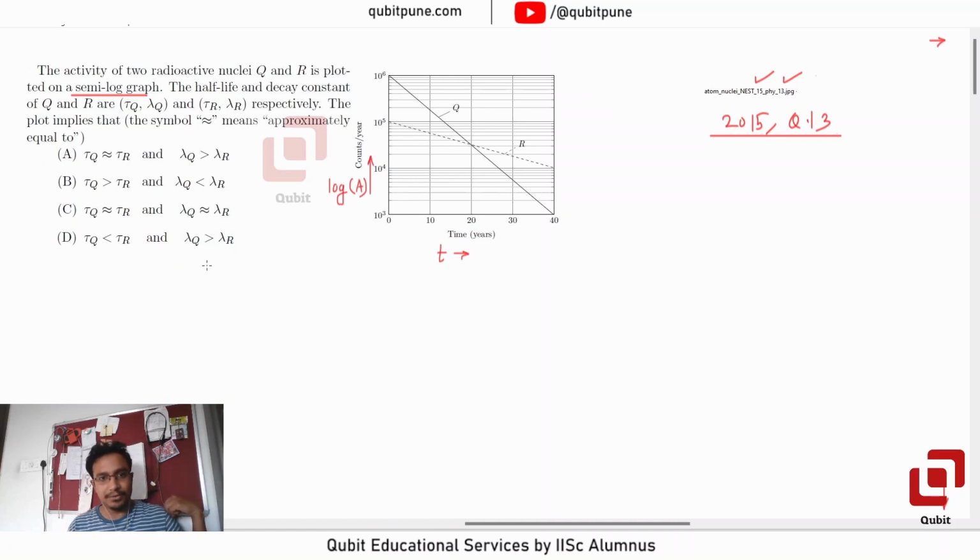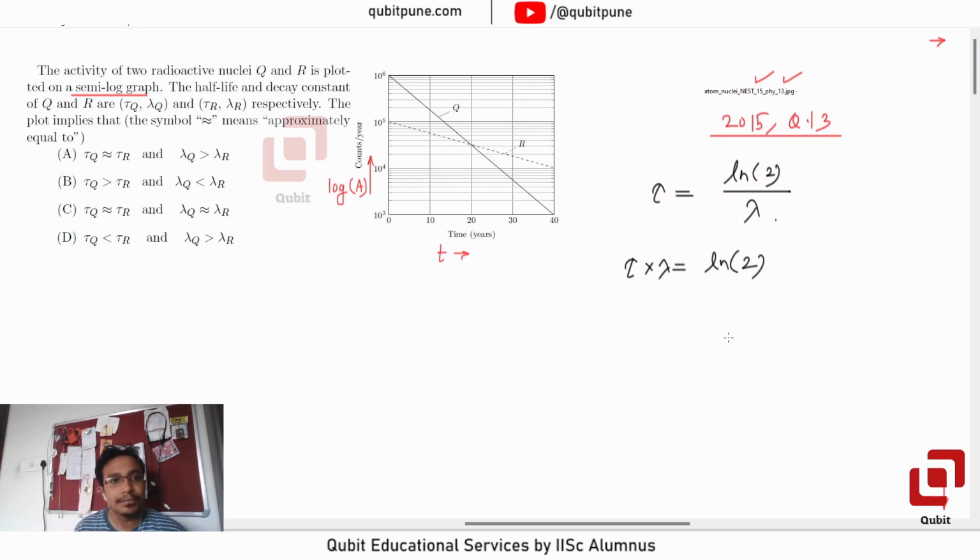So here is the graph, and on the y-axis we have got log of activity to the base 10, and on the x-axis we have got time t in years. Now let us also note the relation between half-life and decay constant. Half-life, let's just use tau, is ln2 by lambda. So tau into lambda is equal to ln2. So if one is greater, then the other one has to be smaller, if we take the tau into lambda product.